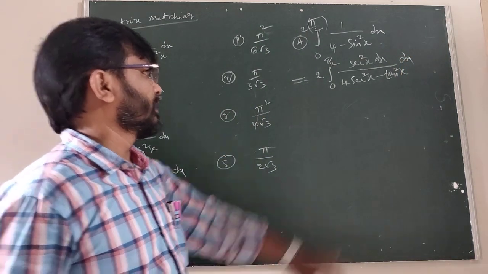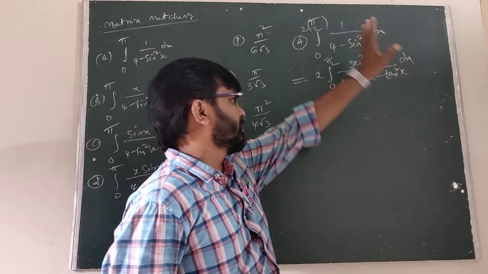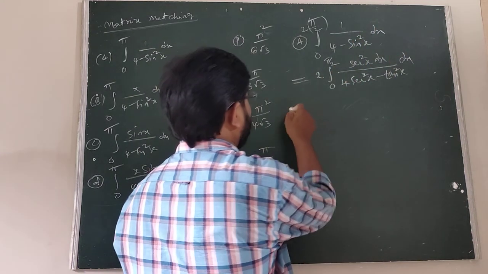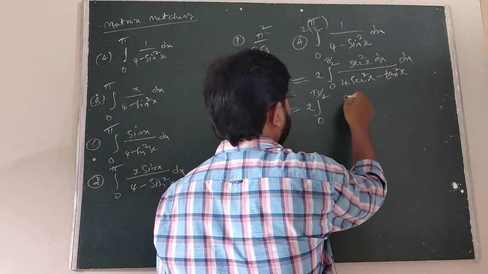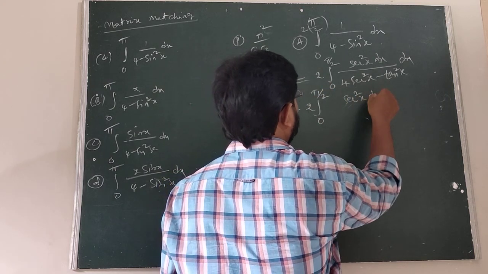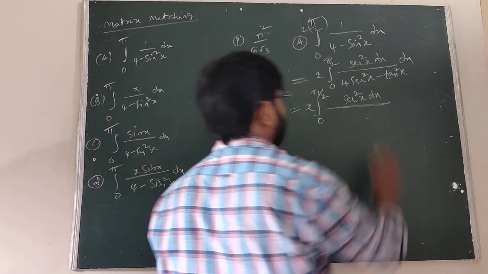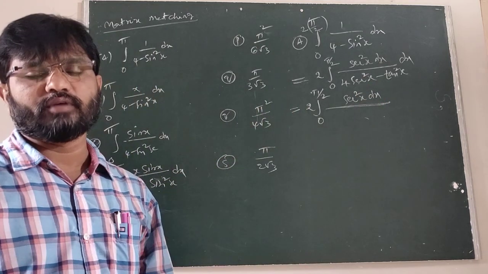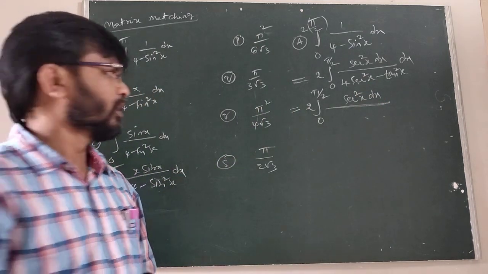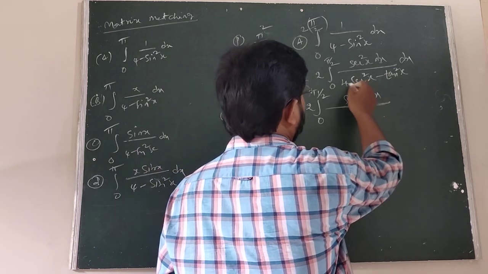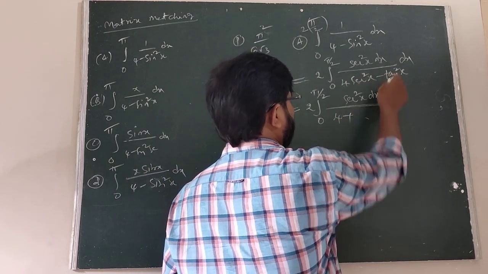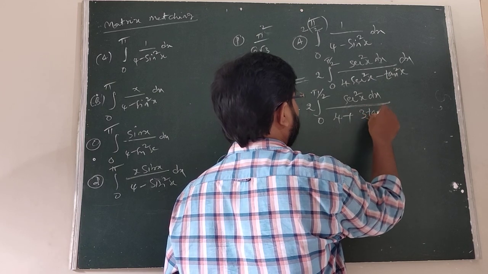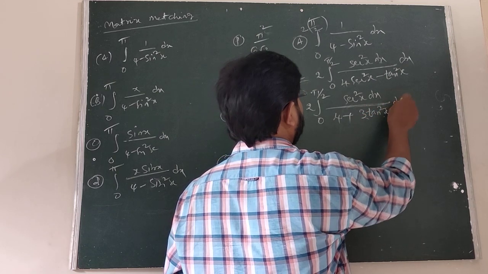Therefore, secant 4 into secant square is 1 by cos square. After that, we can write this as twice into the integral from 0 to pi by 2 of secant square x dx. Secant square x is 1 plus tan square x. When we take 1 plus tan square, this is 4 tan square x minus tan square x, which is 3 tan square x dx.